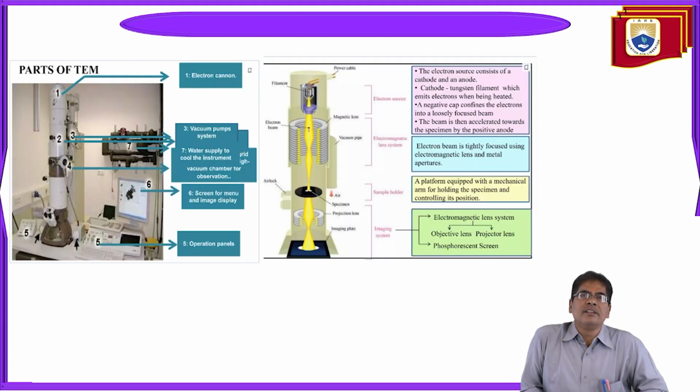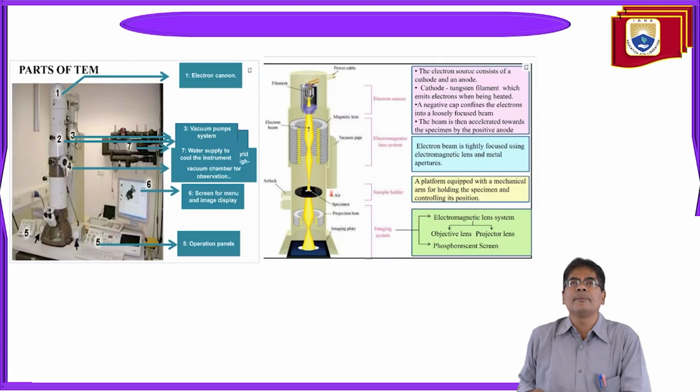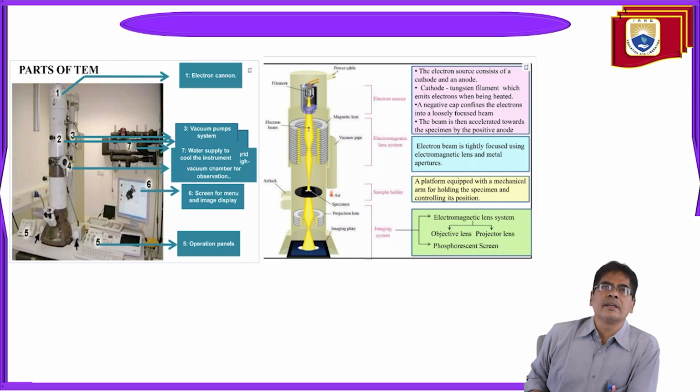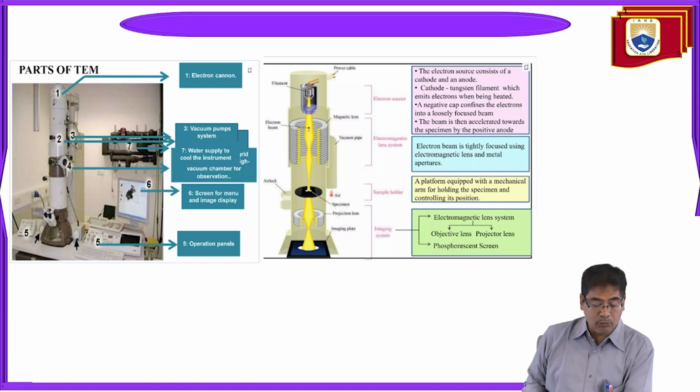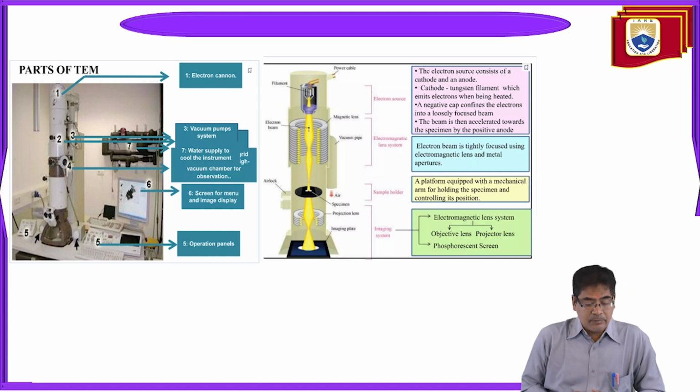So these are the different parts of TEM. We have the electron gun, the vacuum pump systems, and a water supply to cool the instrument, a vacuum chamber for observation, a screen for menu and image display, and operation panels.